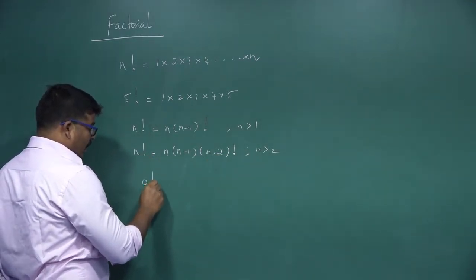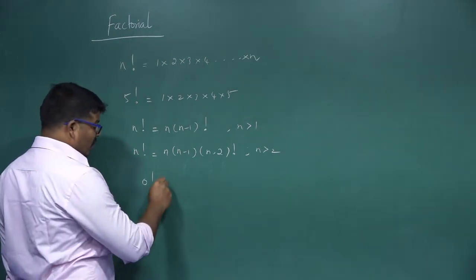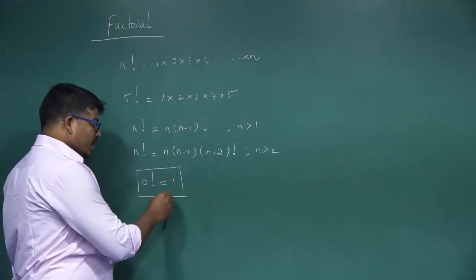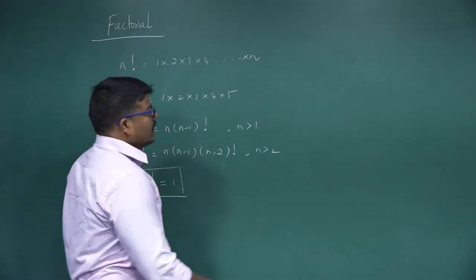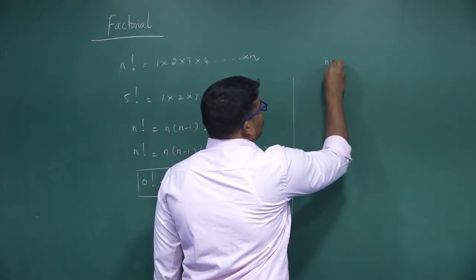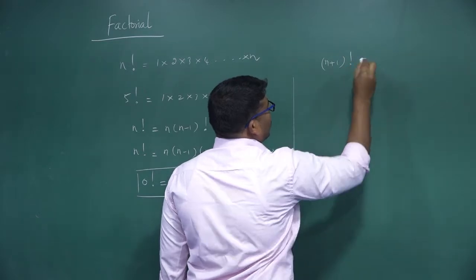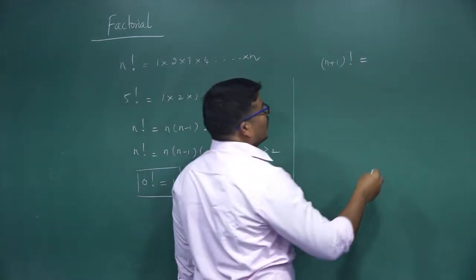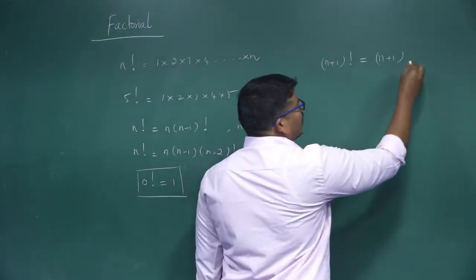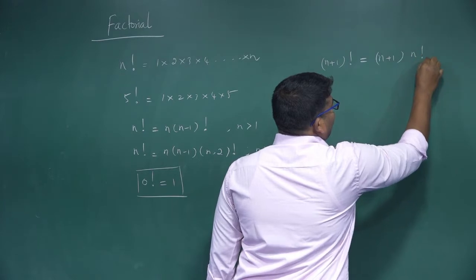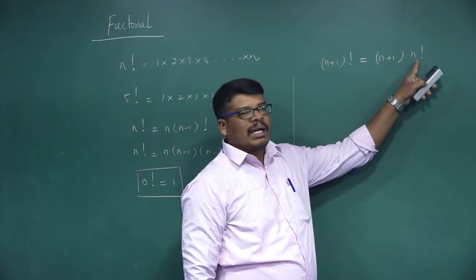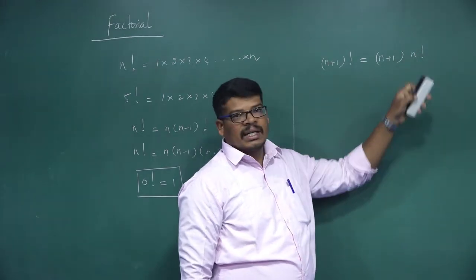Now writing 0 factorial. The value of 0 factorial is 1. How do we find that 0 factorial is 1? We can prove it using (n plus 1) factorial, which equals (n plus 1) into n factorial, because n plus 1 minus 1 cancels, leaving n factorial.